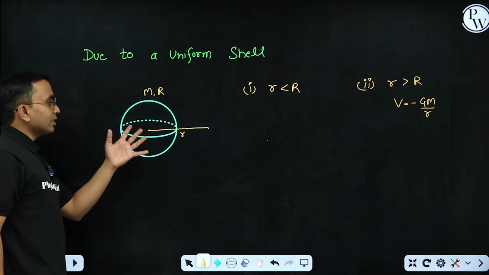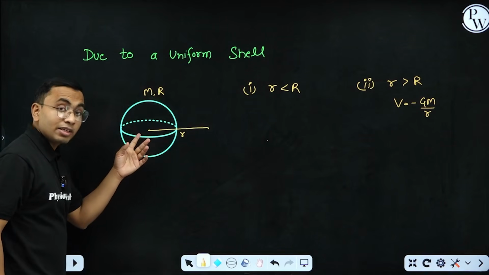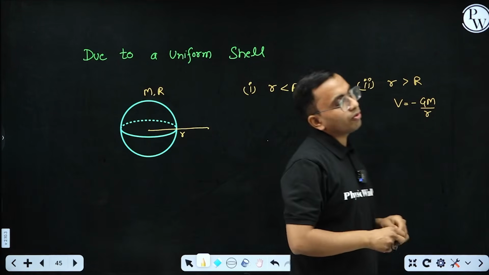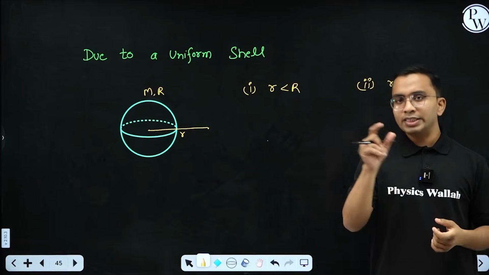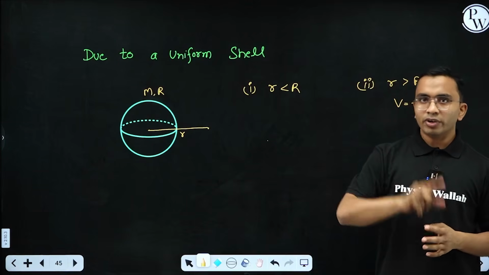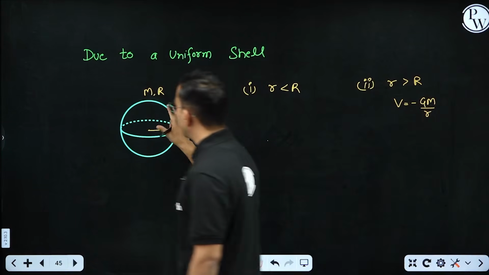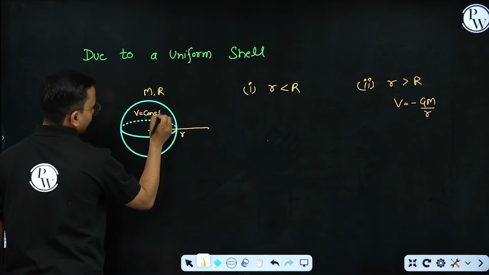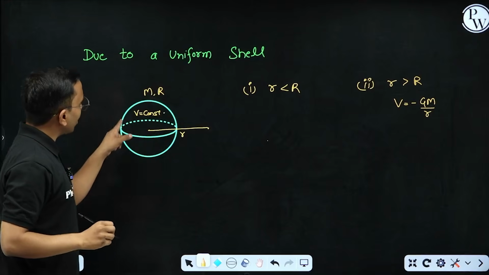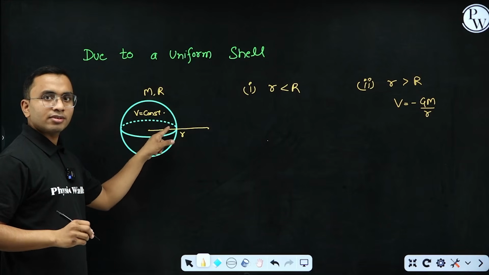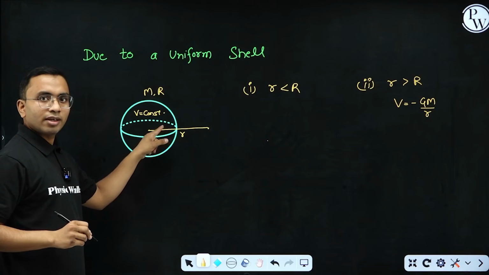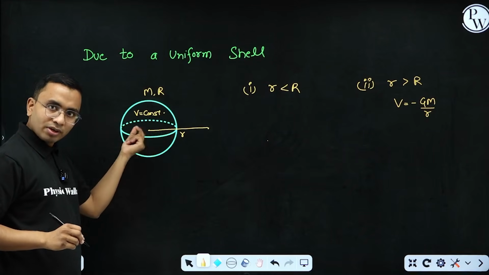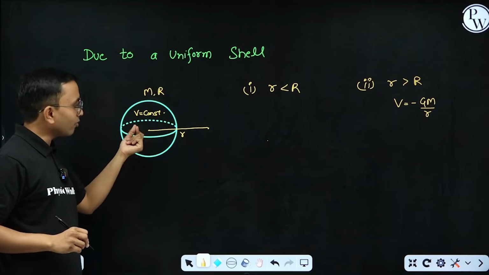If we talk about inside, my gravitational field was 0. If gravitational field is 0, what is potential? Field is minus dV by dr. Field is 0 means potential is constant. Inside my potential is constant. On the surface, therefore, when I am moving out on the surface, it will be having the same value as that of inside. Okay, that's the boundary condition.